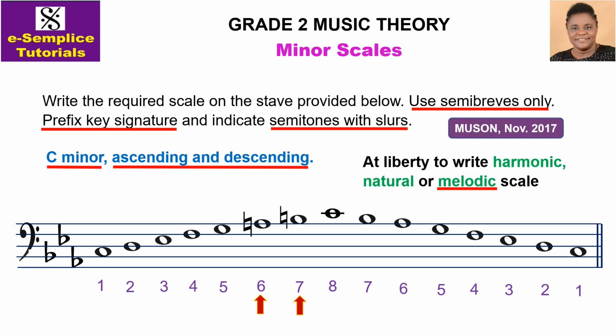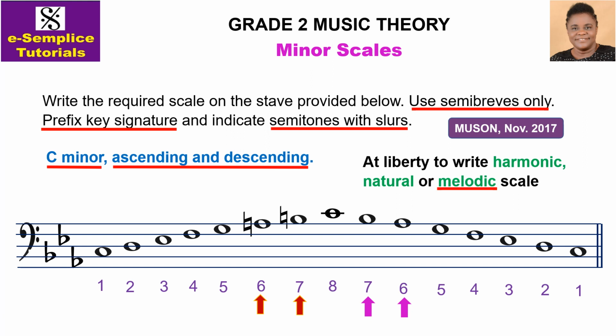And on the descending scale, the 6th and 7th notes are to be lowered. That is, I just take away whatever I did going up in the ascending scale. So I take away the natural signs. So the notes return to B flat and A flat. So with that, now what's remaining? We need to show the semitones.